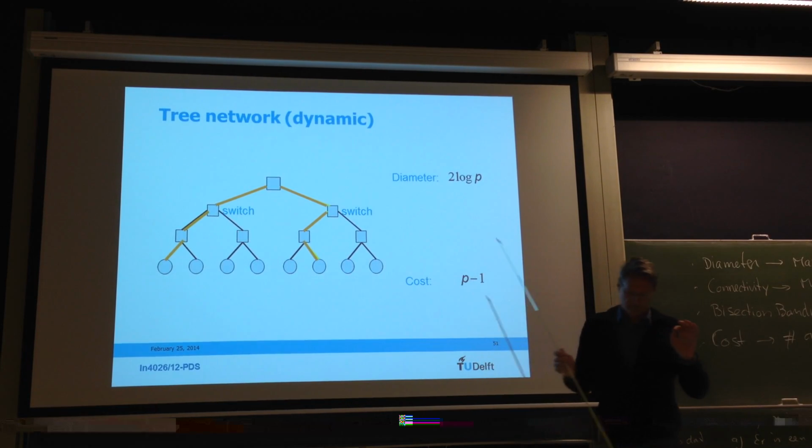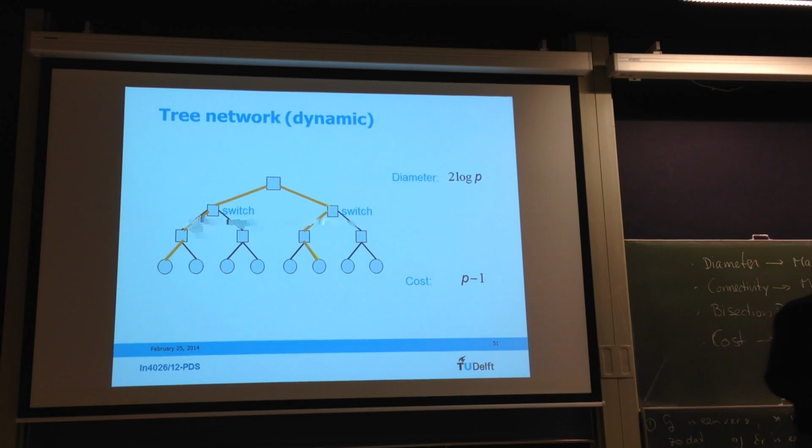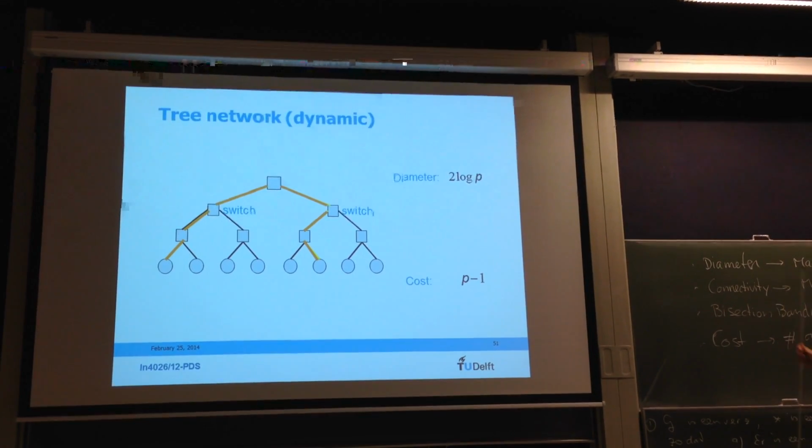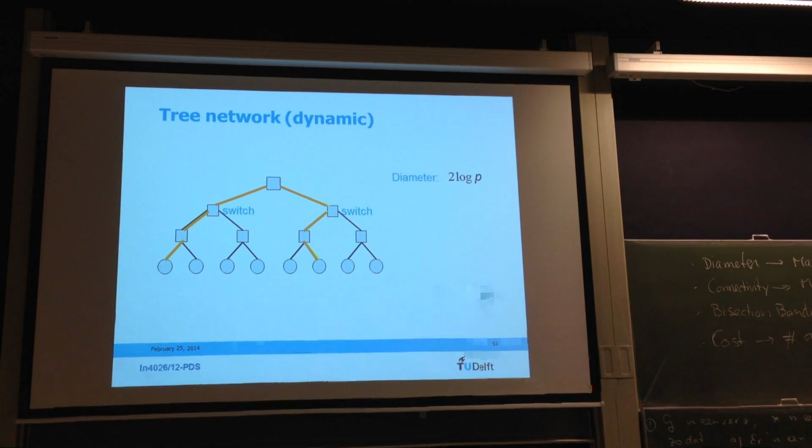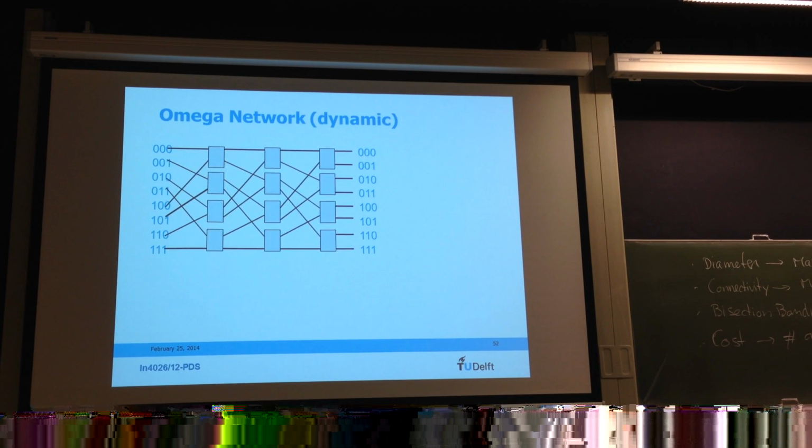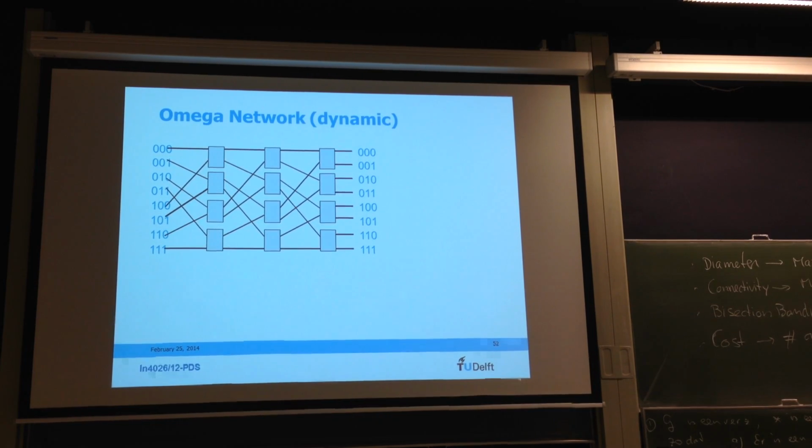The main advantage you have in this network is that the maximum distance is good, right? The diameter is good. The cost is good, but the bandwidth is not good, right? For this kind of network. You can also do the same trick for a dynamic network.